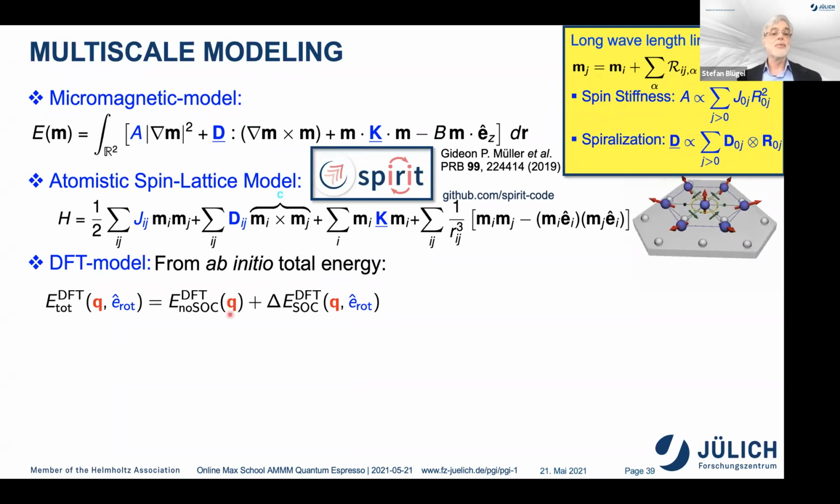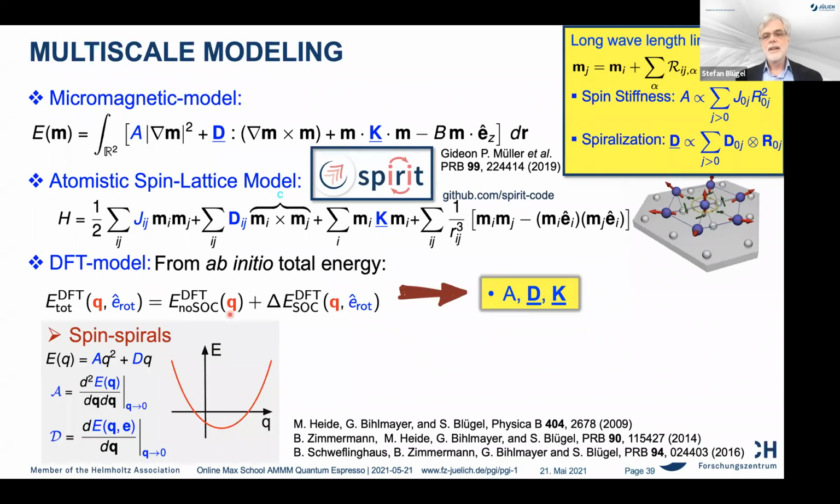But at the end, of course, we want to calculate these quantities from first principles. And so there are methods and ways to relate the total energy, as a function of the rotation of the magnetic structure. For example, you introduce a spiral, and the spiral changes the energy. Like in this behavior, a spin spiral with a certain Q vector.